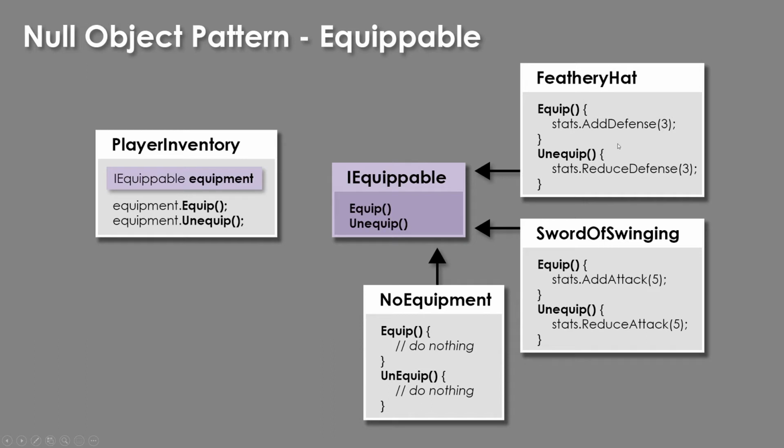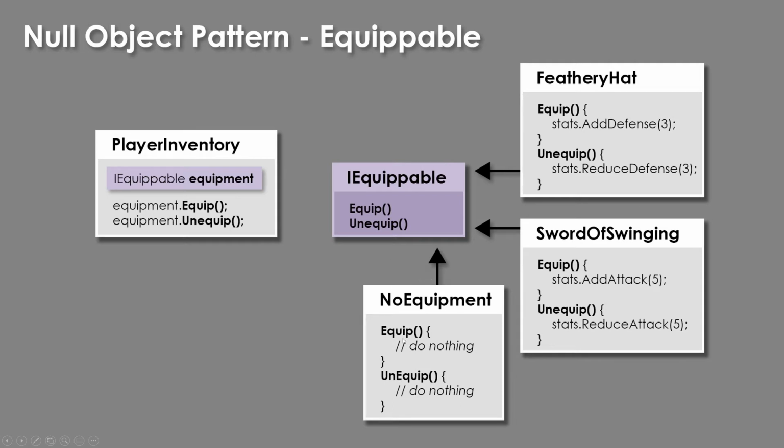You could imagine a card game where you could add an ability, you could add mana, and as soon as you discard the thing, you need to undo that thing. Or maybe you have a special thing that happens on discard, like maybe you apply damage when a thing is discarded. We want to be able to equip something, and if it's equipable, it also needs to be unequipable. So we have our feathery hat, which adds defense, we have our sword of swinging, which adds attack, and we have our no equipment, which means that we don't have anything equipped to that slot.